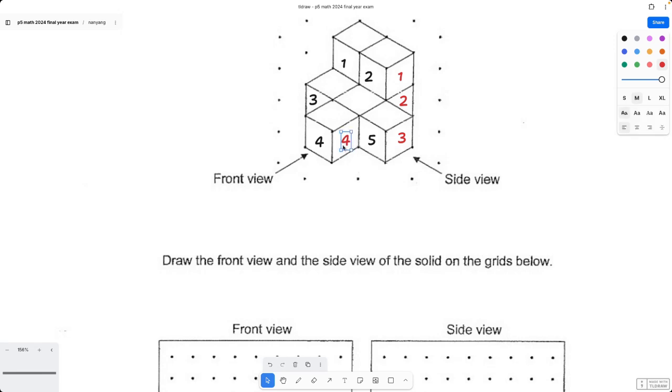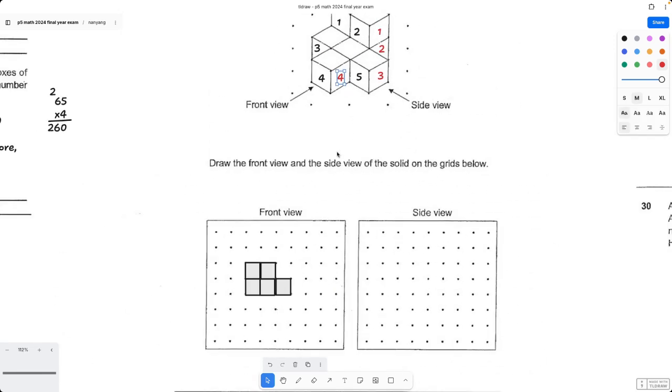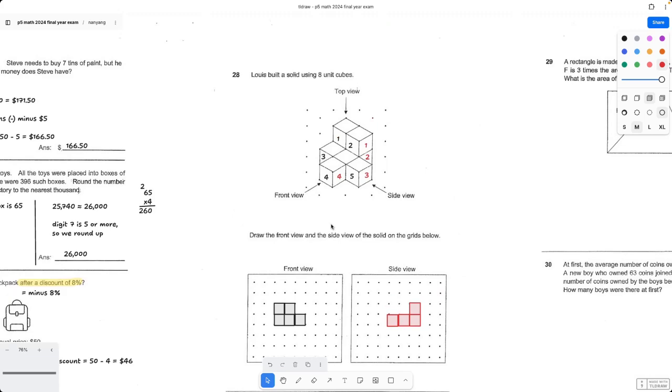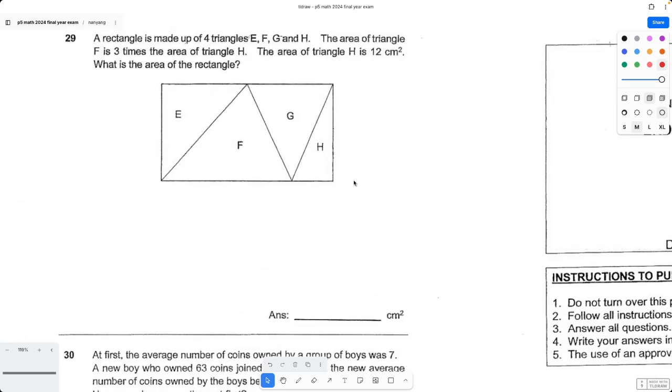Like this. Okay, so 1, 2 and then 3, 4. So over here we have 1 like this, and then 2, then we have 3, then we have 4 like this. Okay, so that's how it looks like. So this is it. That's it. All right, let's move on to question 29.